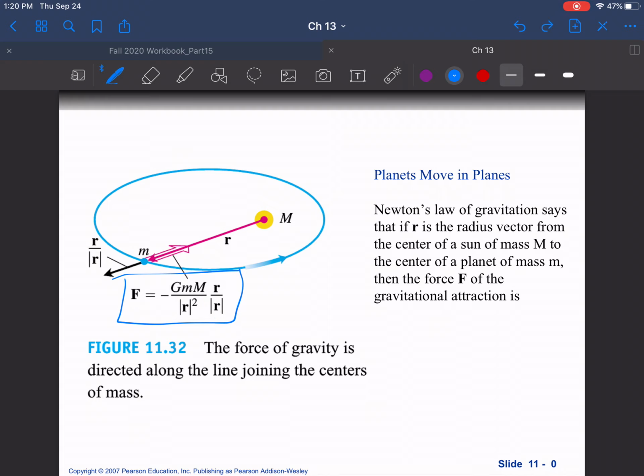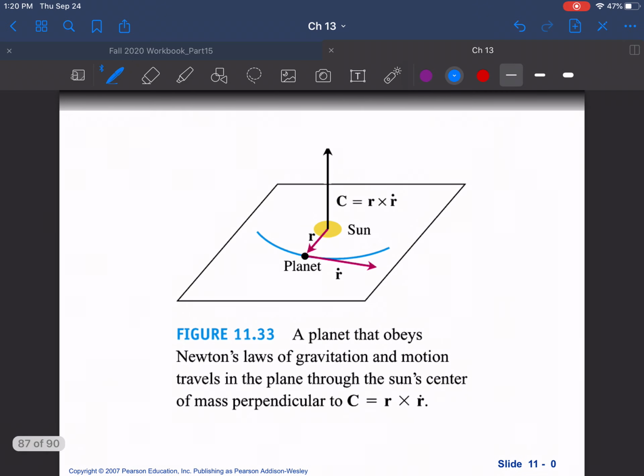So sometimes you might even see this written as negative G M over r cubed, and then the r vector, like that. But anyway, it's just the force that is in between the two of them, and it is in that radial direction, causing them to go around in ellipses.